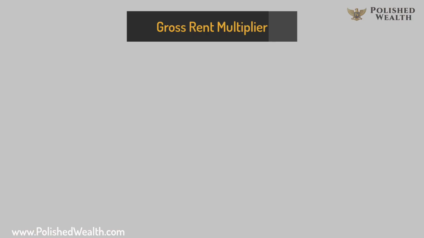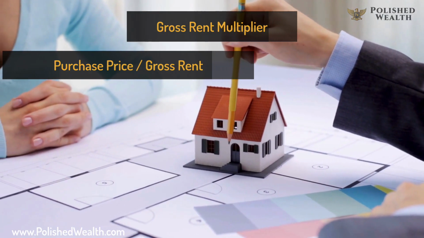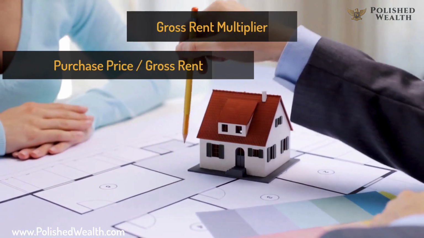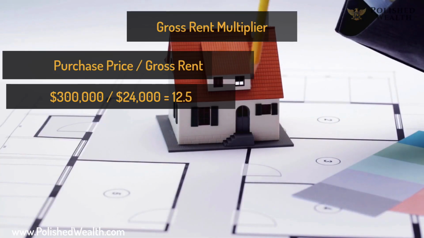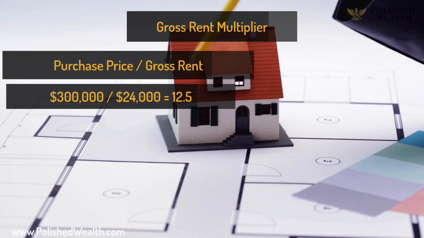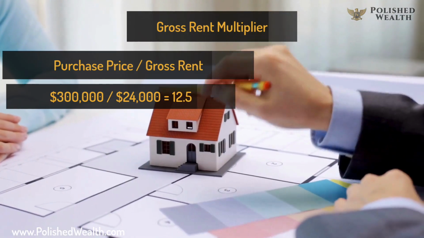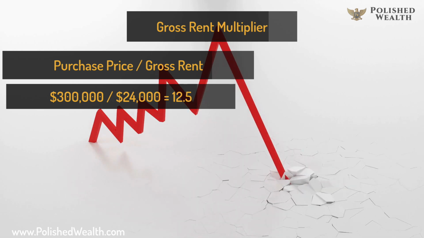Gross Rent Multiplier, GRM: the property price divided by annual gross rent. This is a fast way to screen deals by just looking at this number. Take the purchase price of $300,000 and divide it by the annual gross rent of $24,000, which gives us a gross rent multiplier of 12.5, which means we are paying 12.5 times the annual gross rent for the property. A lower GRM generally suggests a better deal, all else equal.